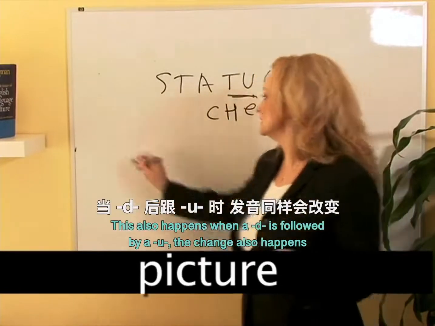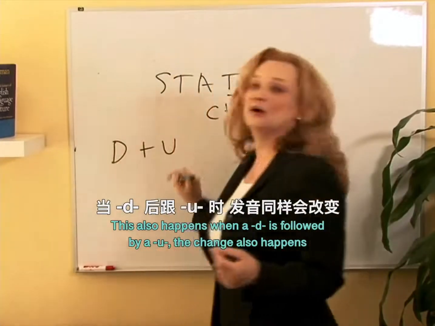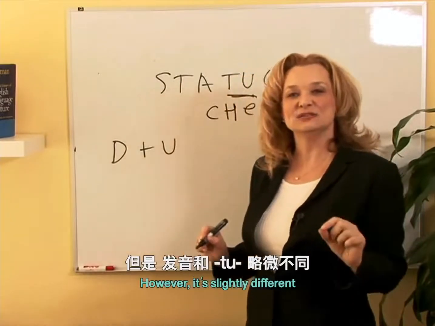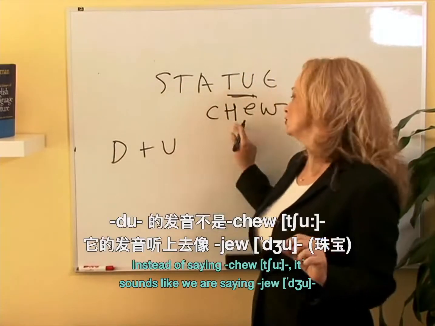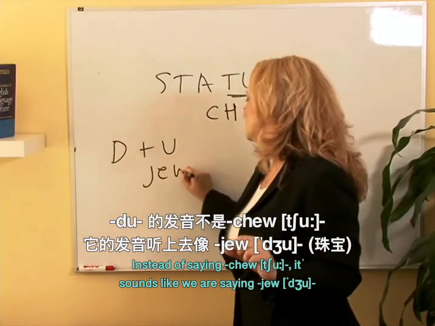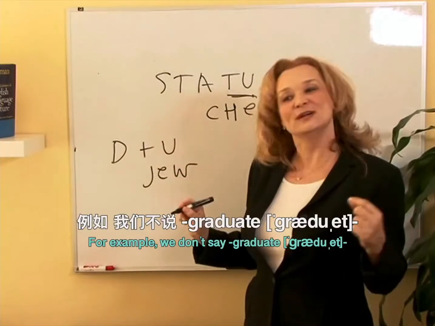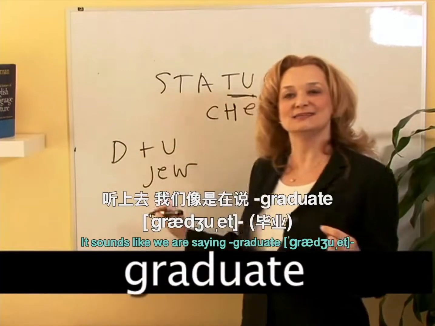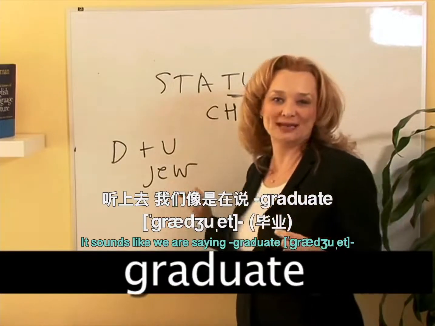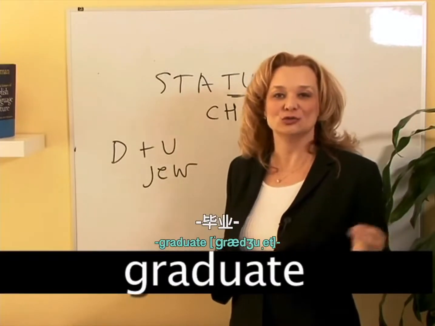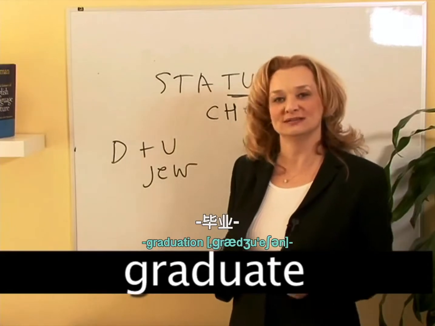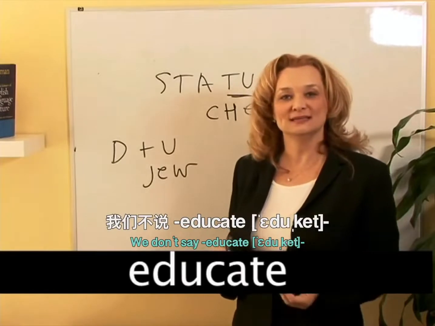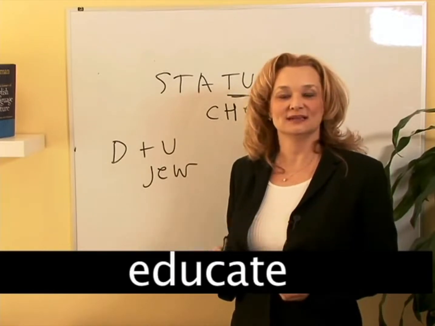This also happens when a D is followed by a U. This change also happens. However, it's slightly different. Instead of saying "chew," it sounds like we're saying "Jew." For example, we don't say "grad-u-ate," it sounds like we're saying "gra-ju-ate." Repeat after me. Graduate. Graduation. Let's try a few more words. We don't say "ed-u-cate," we say "ed-ju-cate." Education.